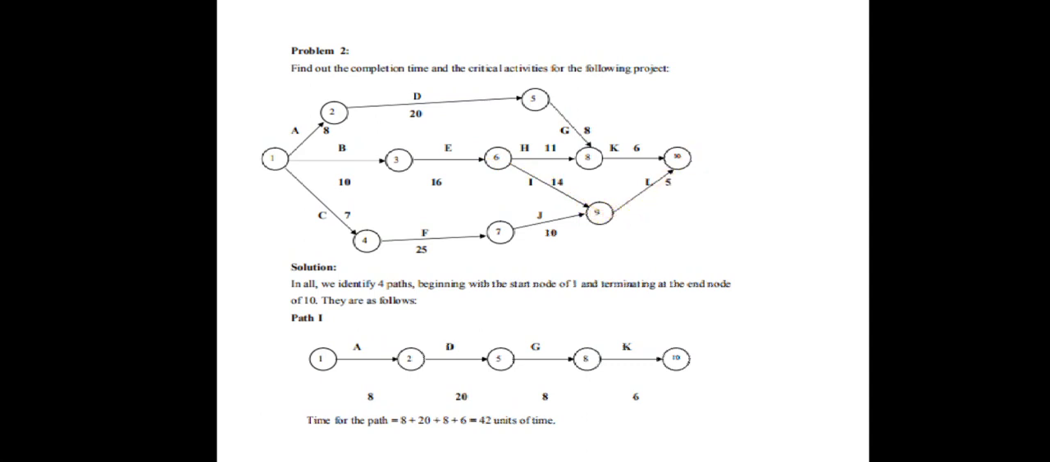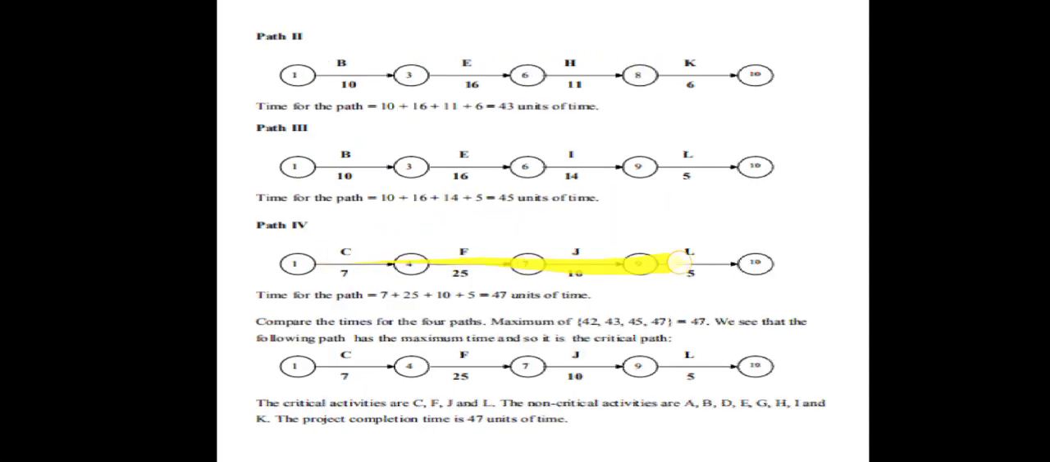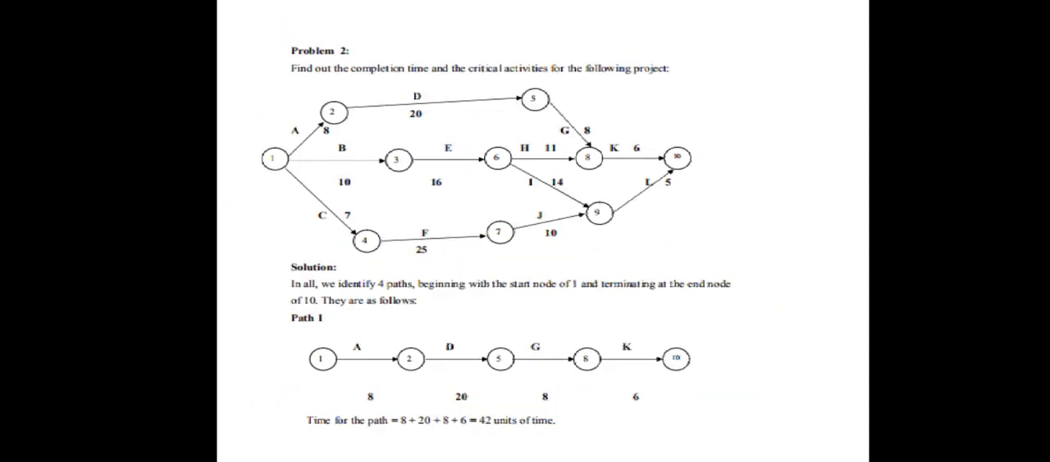And what might be the next path? C, F, J, L. Let us look into it. So C, F, J, L is correct. So there are totally 4 paths in this problem: A, D, G, K; B, E, H, K; C, F, J, L; and B, E, I, L. Based on the paths identified, we also take the duration. It is given for A 8, D 20. Likewise, the durations are also given. We need to take the durations and add them, and we will get the units of time.